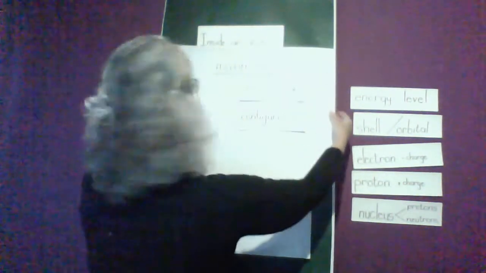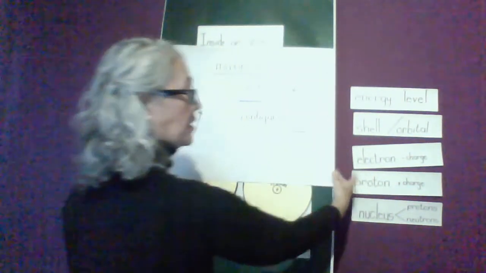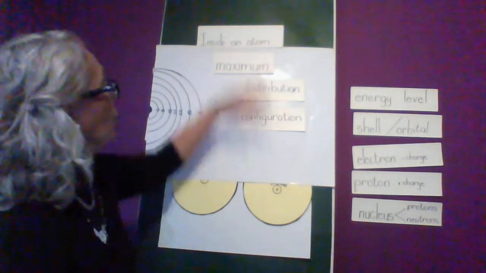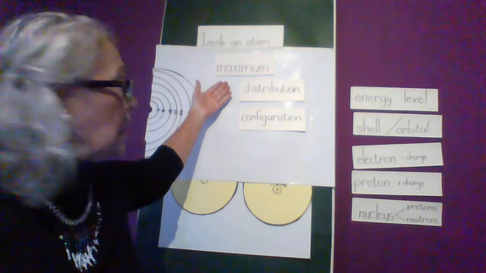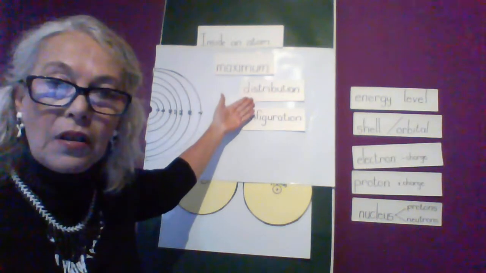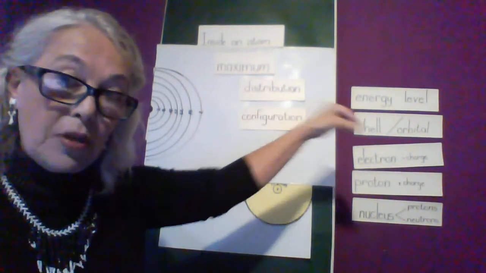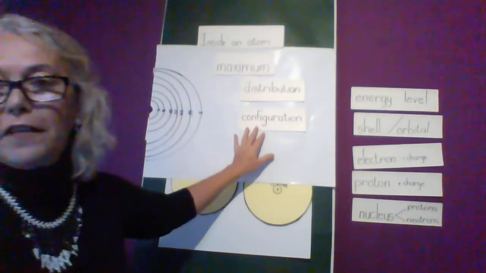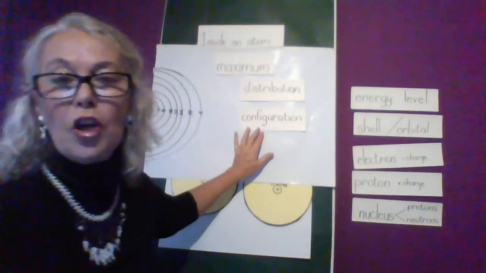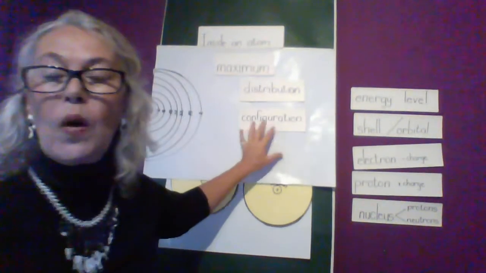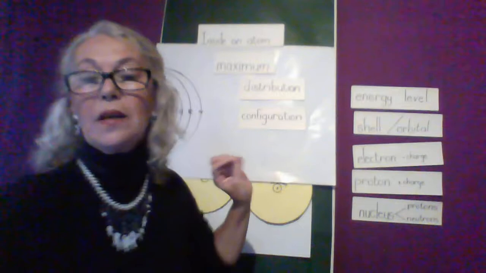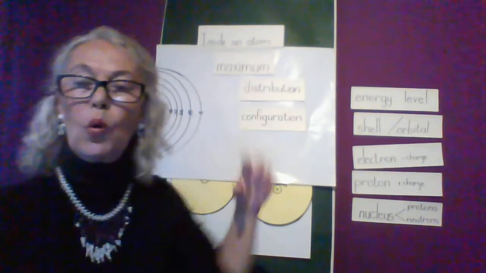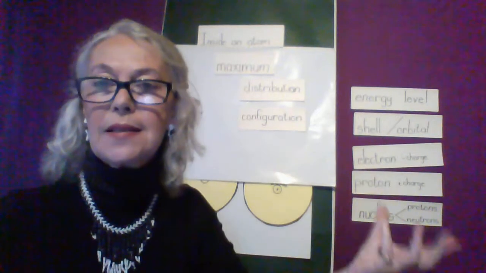One of the rules that scientists discovered about how electrons behave is what they call the maximum electron distribution, how the electrons are distributed on all these different energy levels, or a configuration. We talk about an electron configuration. For oxygen, the electron configuration, or electron distribution, will be 2 and 6.